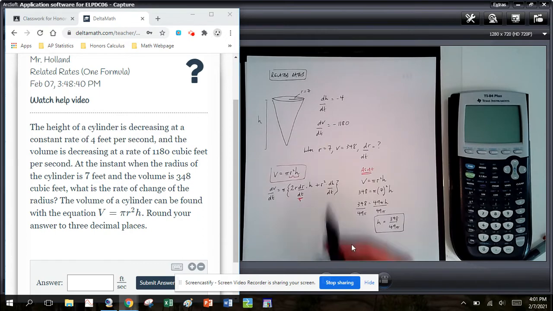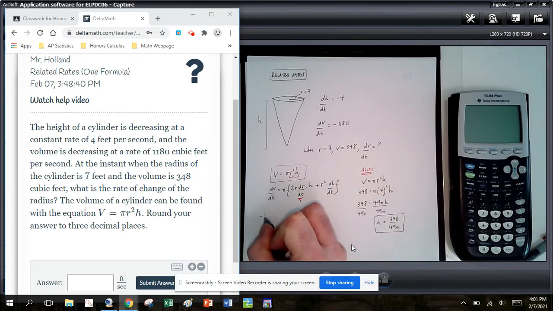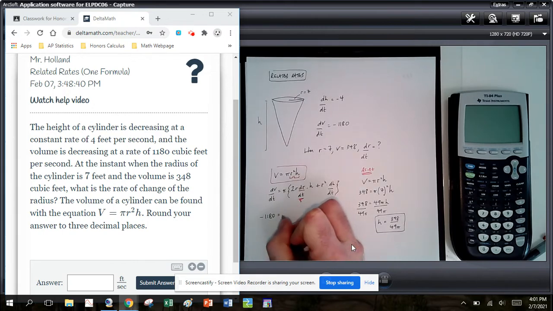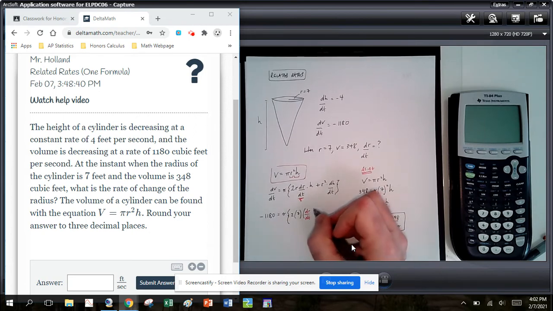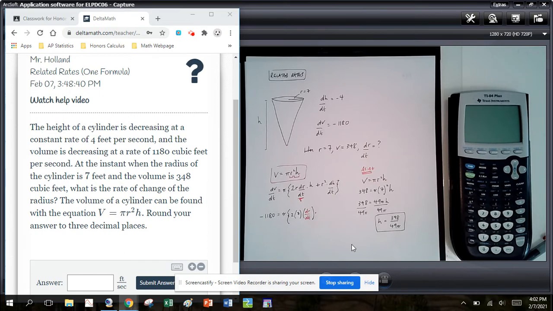So dV/dt, I know that to be negative 1180, equals, I got my pi right there, my 2r, so I know r is 7. dr/dt, well, that's what I'm trying to figure out, so I'm going to write that in red, just so that it's obvious that that's what I'm trying to figure out. And then I need to multiply that by the height.